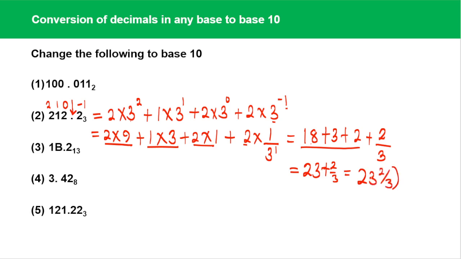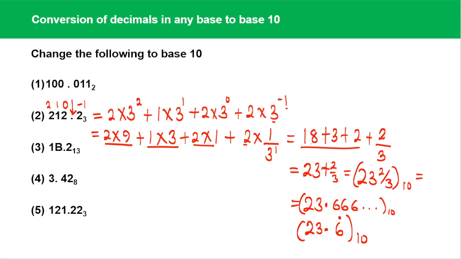Again, we can write our answer in decimal. In decimal, the answer will be 23.666. We put dot dot dot, indicating that the decimal has not terminated. Or a much more presentable way of writing this is to use what is known as a repeater. So we write 23.6 and put a dot on top of the 6. The dot indicates that the 6 is repeating, and that's why it is called a repeater. So this is 23.6 with a repeater, and that is the answer in base 10.